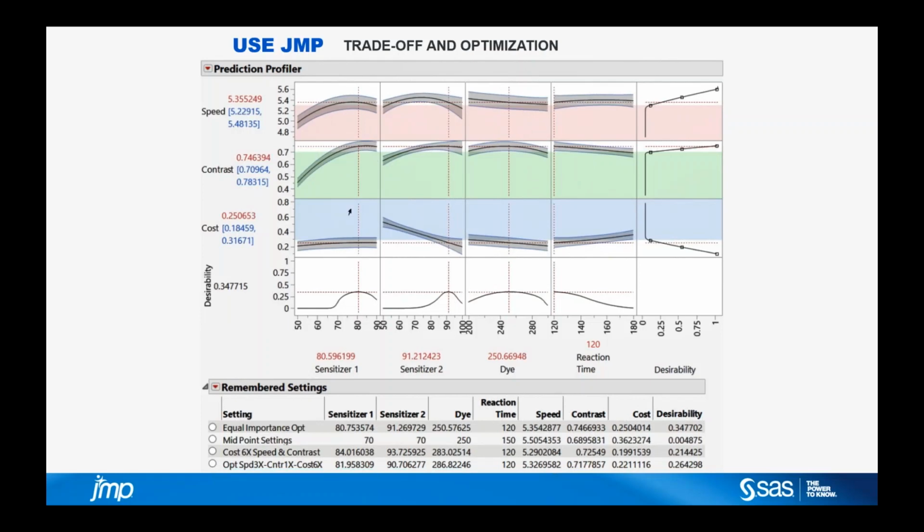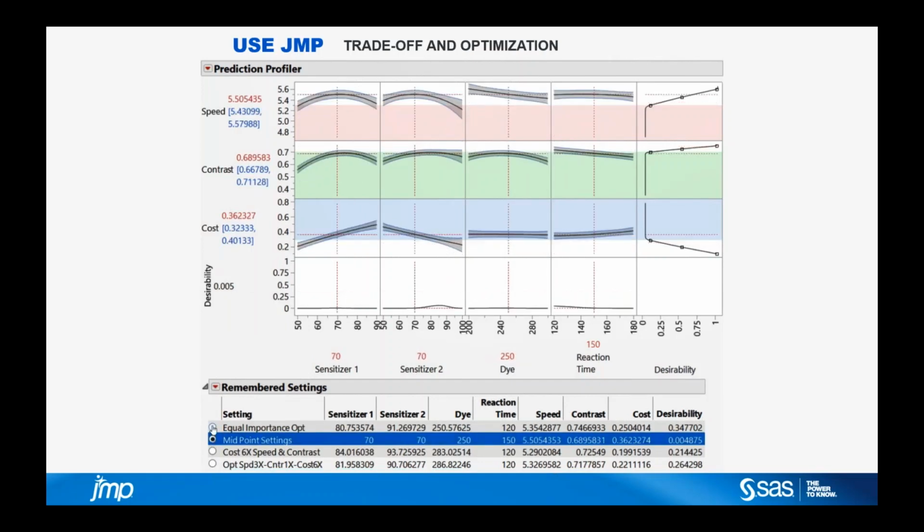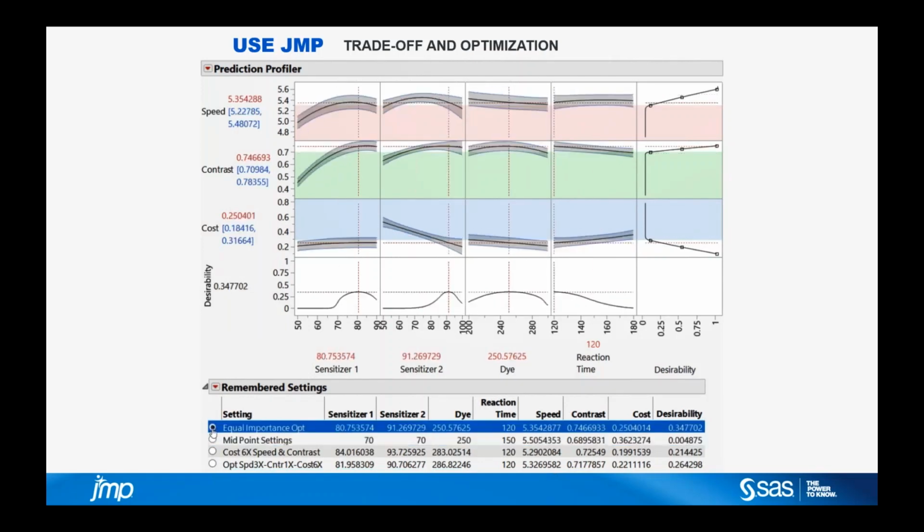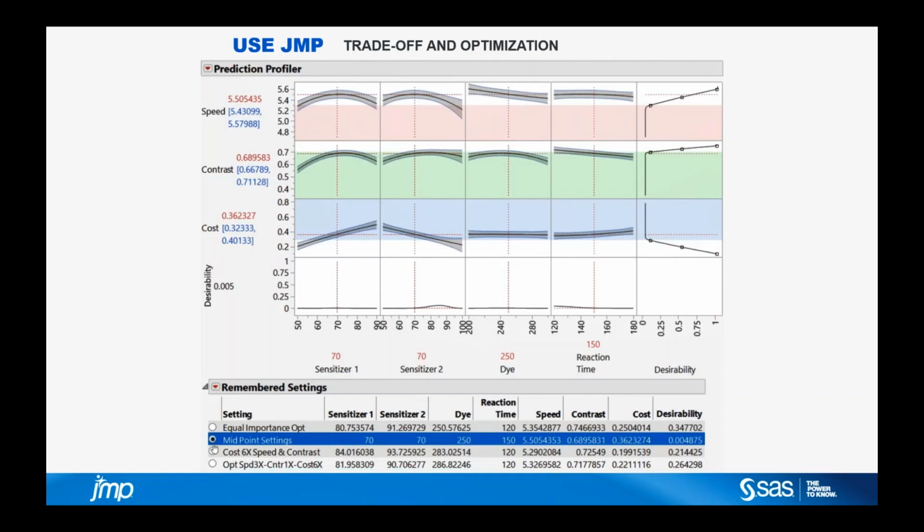And so down below, I've actually saved several different settings: here's the answer if they're equally important, here's the answer if cost is 6 times as important. And so you can see that as you move around.